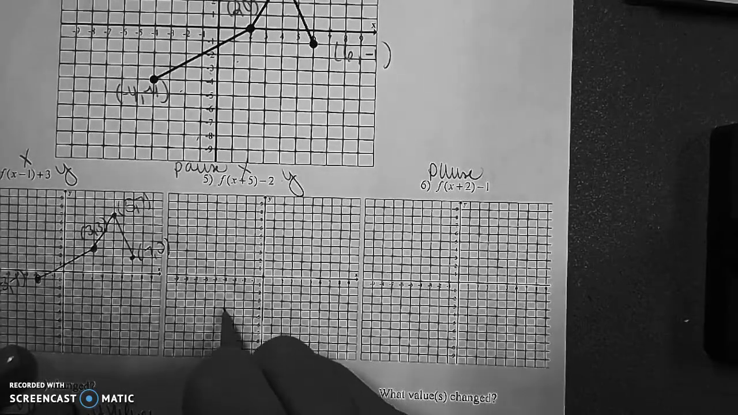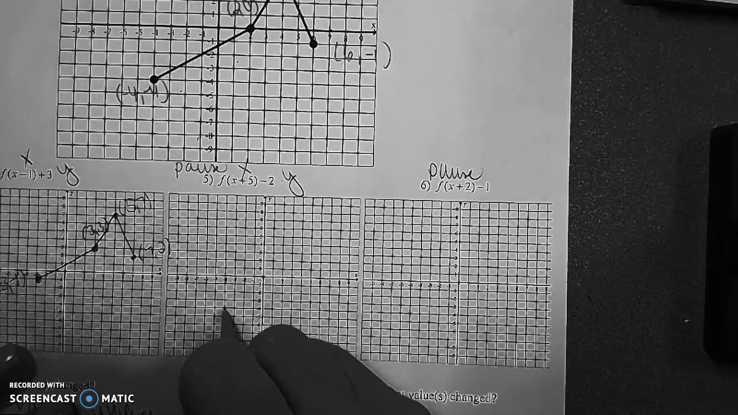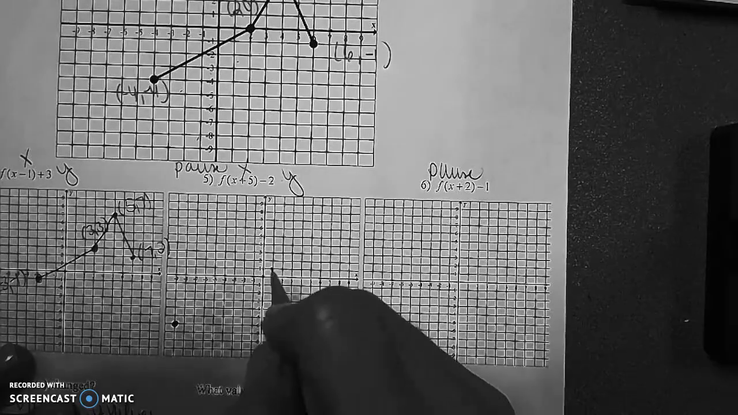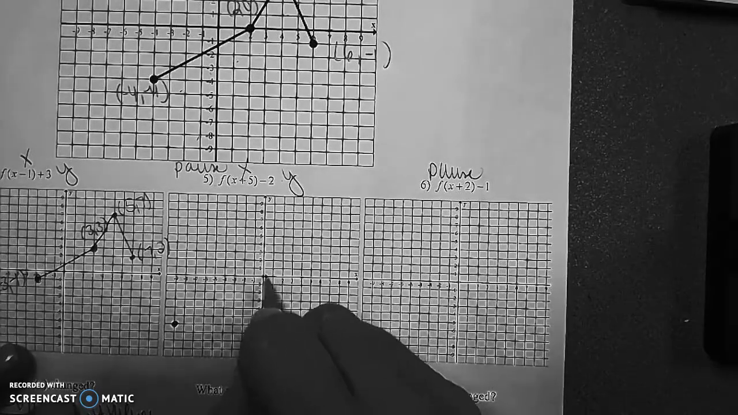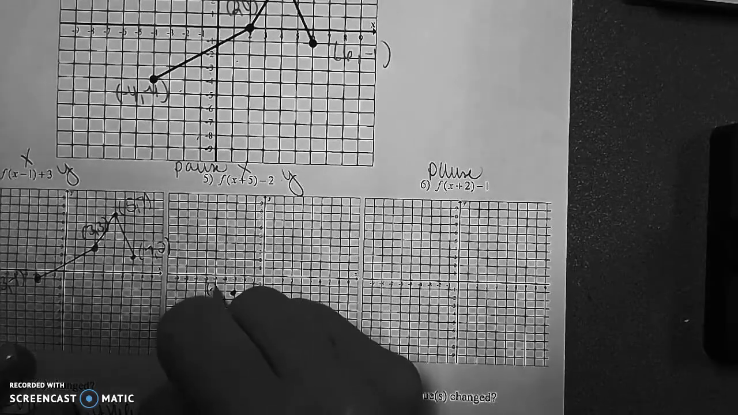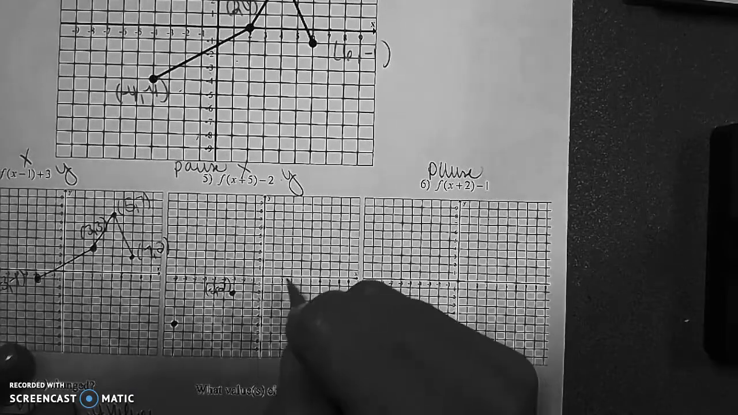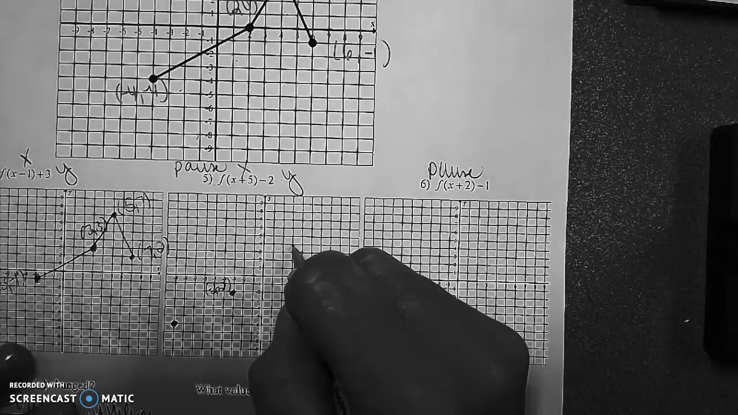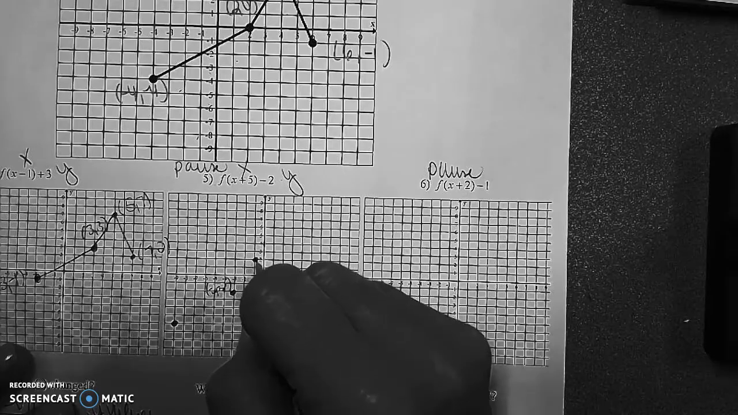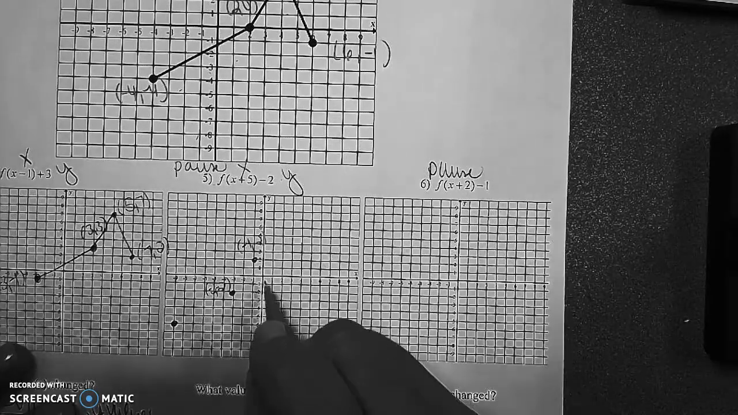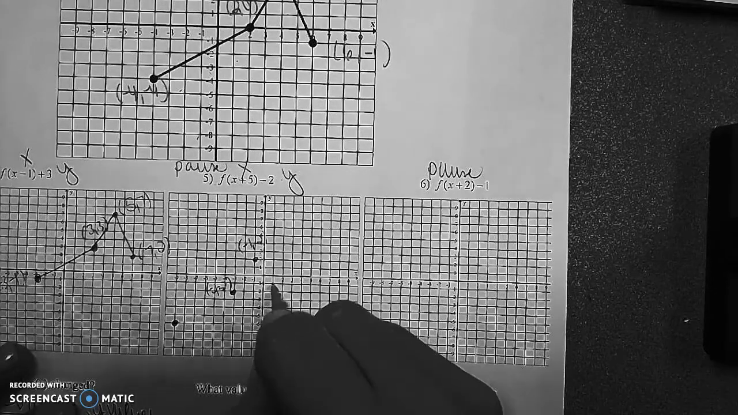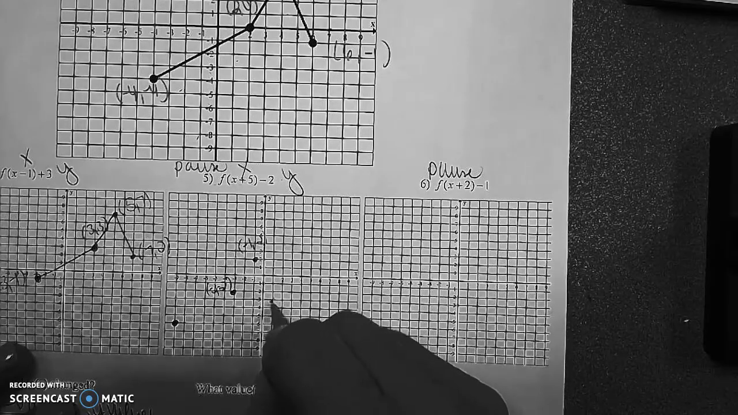So -4, -4 is on your parent function. Go left 5, 1, 2, 3, 4, 5, and down 2, 1, 2. Take 2, 0, left 5, 1, 2, 3, 4, 5, and down 2. -3, -2. Take 4, 4, left 5, 1, 2, 3, 4, 5, and down 2. So -1, 2. And 6, -1 on your parent function. Go left 5, 1, 2, 3, 4, 5, and down 2, 1, 2.